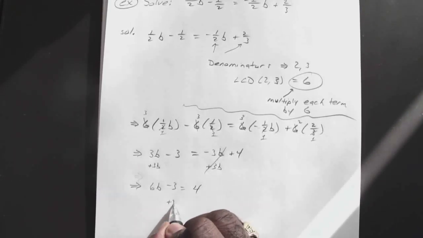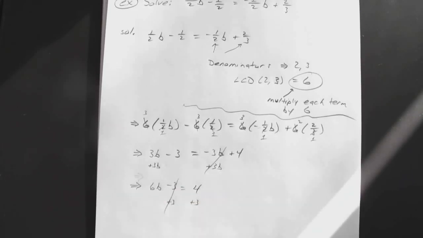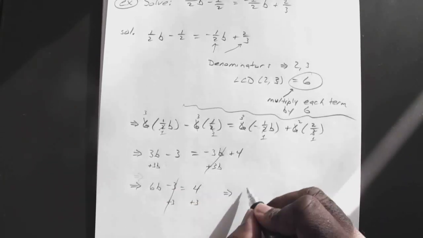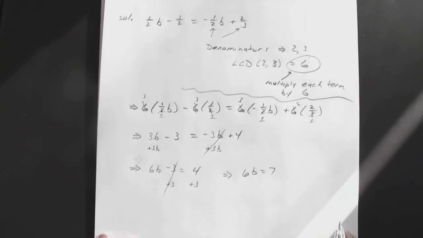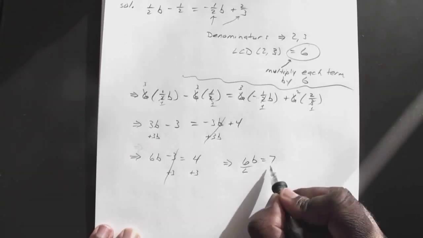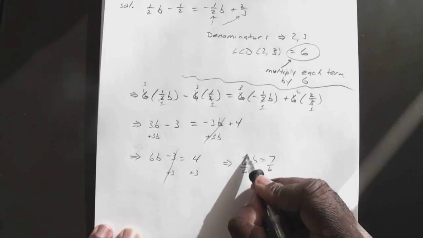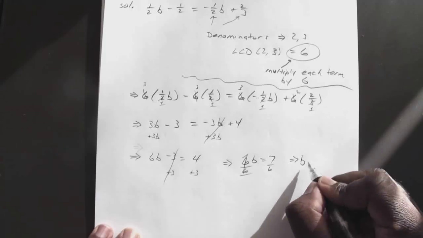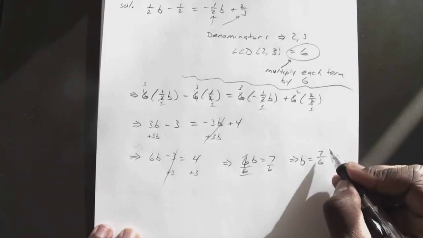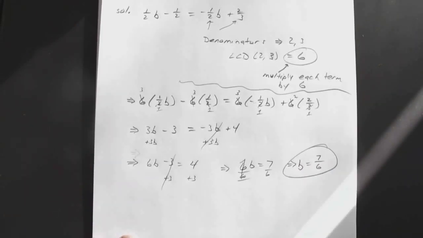Okay, so we add 3 to both sides. So that's 6b equals 7. Divide both sides by 6. Anything divided by itself is just 1. So b is equal to 7/6. All right. Any questions on that one?